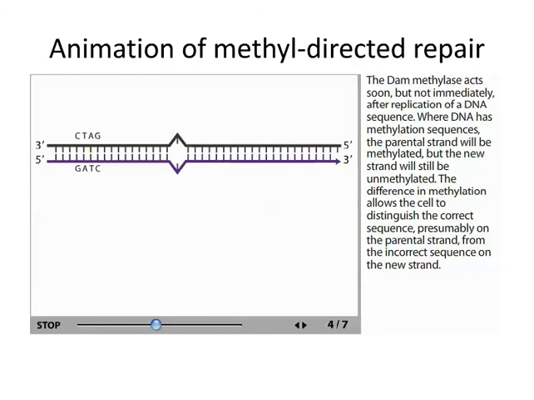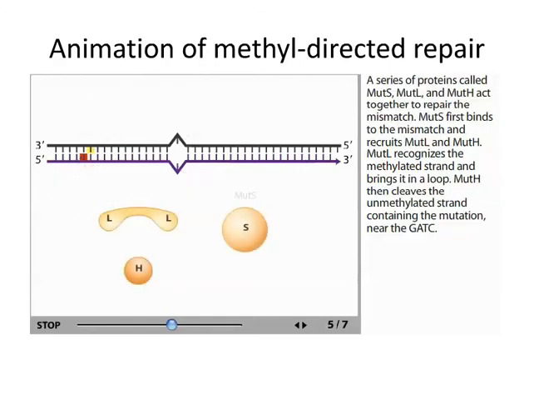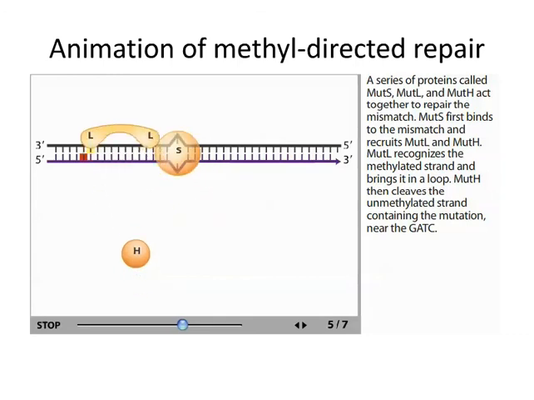Where DNA has methylation sequences, the parental strand will be methylated, but the new strand will still be unmethylated. The difference in methylation allows the cell to distinguish the correct sequence, presumably on the parental strand, from the incorrect sequence on the new strand. A series of proteins called mut-S, mut-L, and mut-H act together to repair the mismatch. Mut-S first binds to the mismatch and recruits mut-L and mut-H.